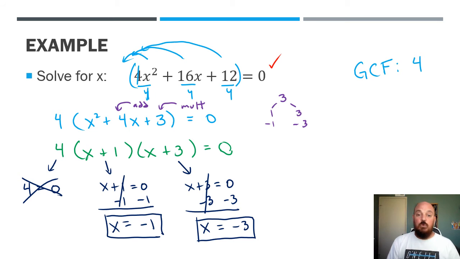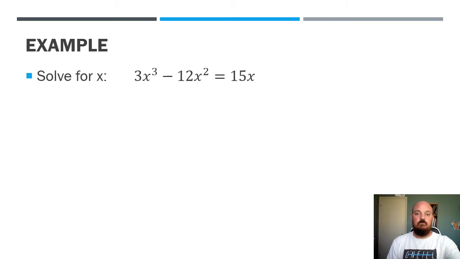All right, let's try one more. We have solve for x. We have 3x cubed minus 12x squared equals 15x. Now, if I walk through my checklist, I get an immediate red flag here. That's not 0. That means before anything else, step 1, we need to make it equal to 0.